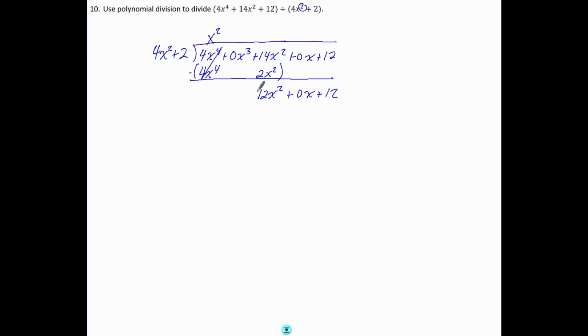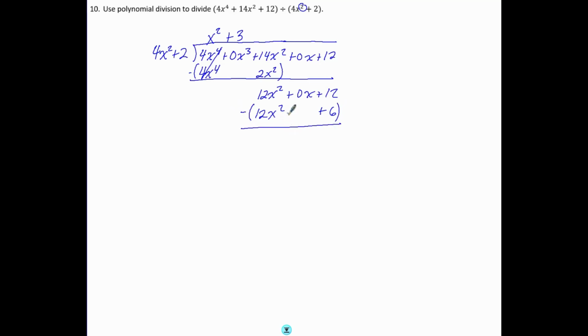Back to that original question, 4x squared times what gets me 12x squared? Well, 4x squared times 3, so let's see, positive 3. And distribute that: 3 times 4x squared is 12x squared, and then 3 times 2 is positive 6.